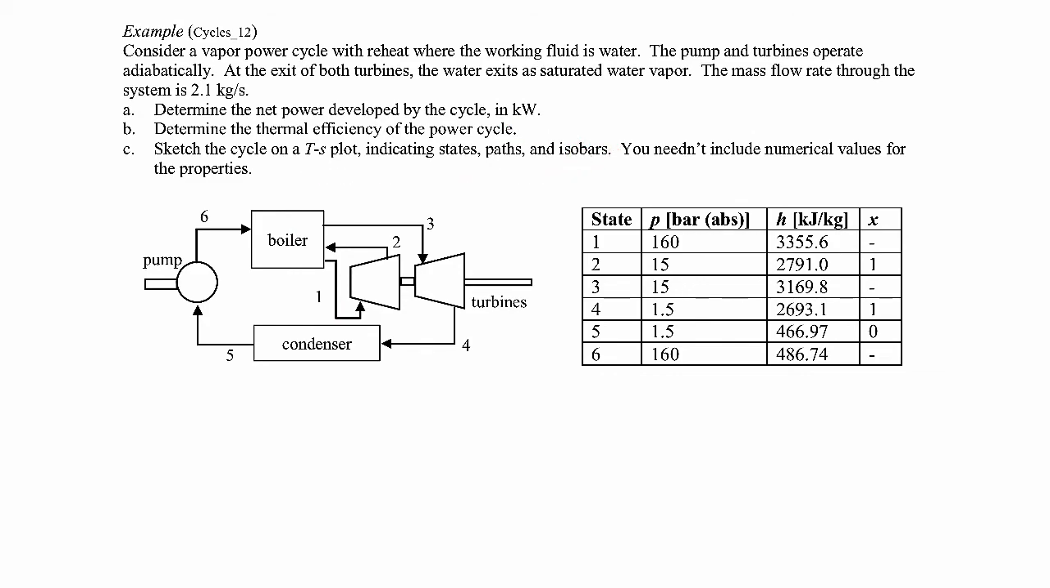All right, so let's get started. First of all, from conservation of mass, the mass flow rate everywhere will be 2.1 kilograms per second. You can see that it all just follows one path, so it will all have the same mass flow rate. We'll just call that mass flow rate m dot. Now to find the net power developed by the cycle, I'm going to draw a control volume that surrounds the pump.